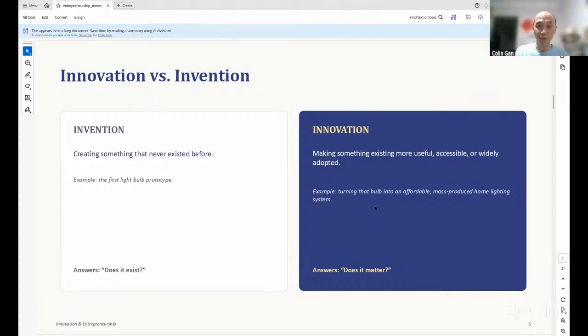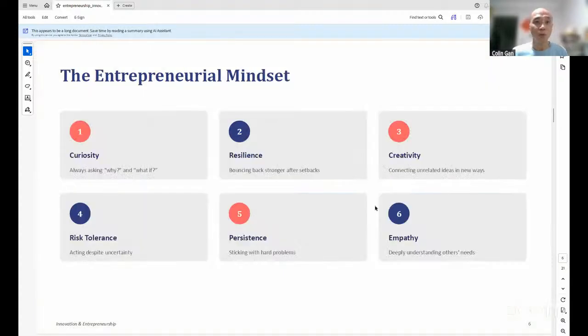Okay, next. Now, entrepreneurial mindset. Okay, entrepreneur, it's not just a way of life, it's a way of thinking also. Okay, you need to be curious. There are 6 criteria in the mindset. Number 1, you got to be curious. You need to ask questions like, why? What if I do something like this? What will happen?